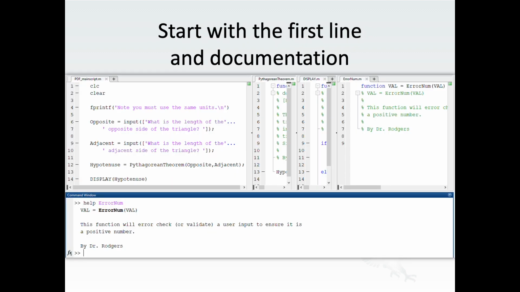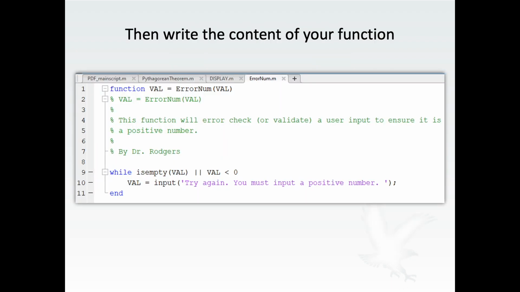So again, starting with the documentation in that first function line, then writing the content of my function. Again, here you will notice I'm not looking at a specific variable, I'm just looking at variable, in this case val, and that's the variable I'm going to validate or error check. And then I have the while loop that's checking variable val, and then I'm outputting that same variable.